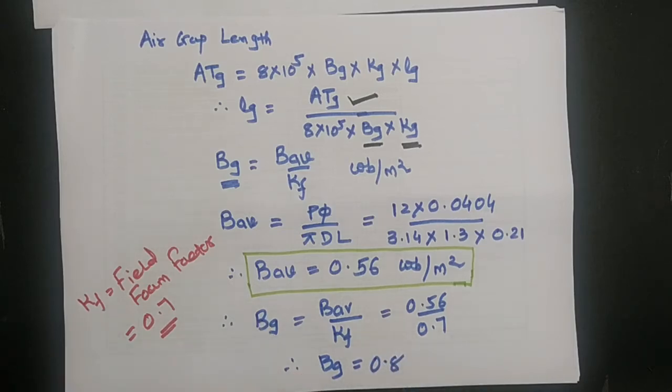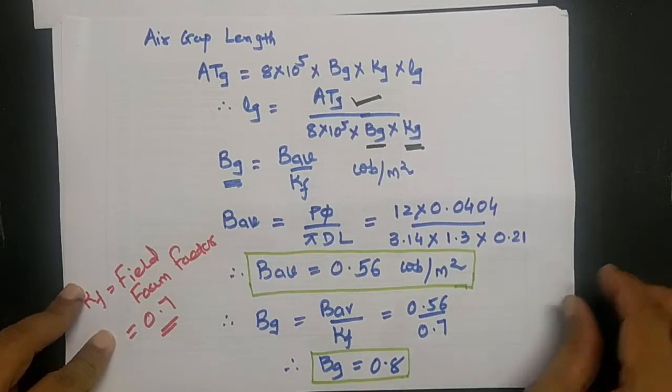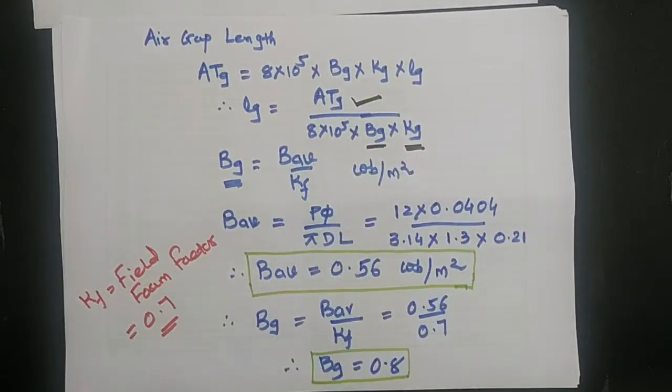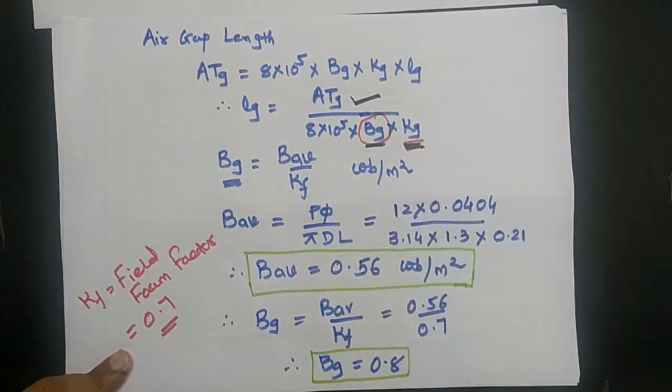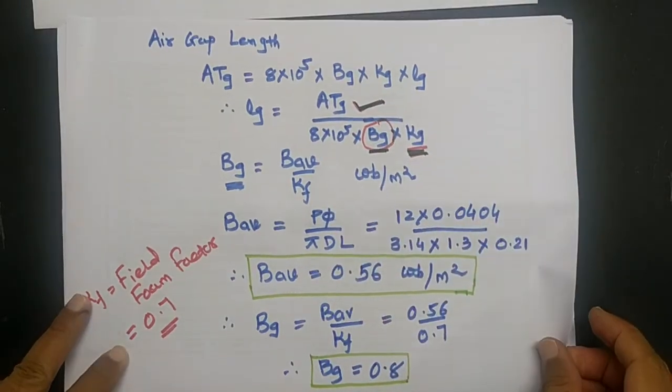So another quantity also we have defined, and that is our gap flux density. Now let us proceed further. We have to keep this equation in mind. One of the quantities we have defined is BG. Now Kg we have to assume. Kg is the gap contraction factor, and we can assume a suitable value. Now we have to find out the ampere turns for the gap.